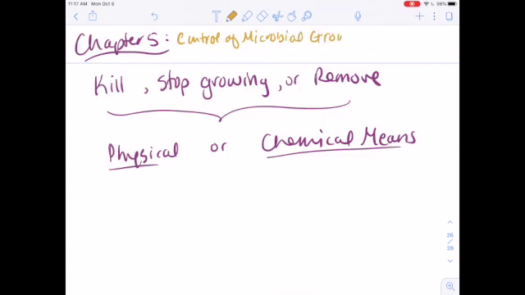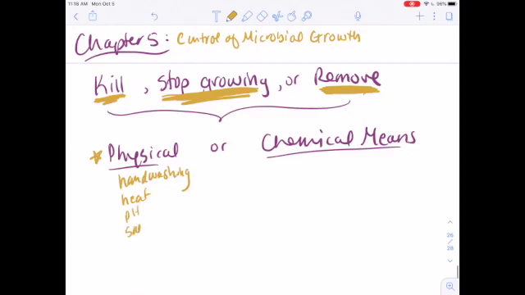And the goal of controlling microbial growth depends. We might want to kill all bacteria, or we might just want to keep them from growing, meaning keep them from multiplying and making more of themselves, or sometimes, as with hand washing, we just want to remove the bacteria and send it someplace else, like down the drain. And we do this using physical means, such as hand washing, with heat, with pH, with salt or sugar for water availability.